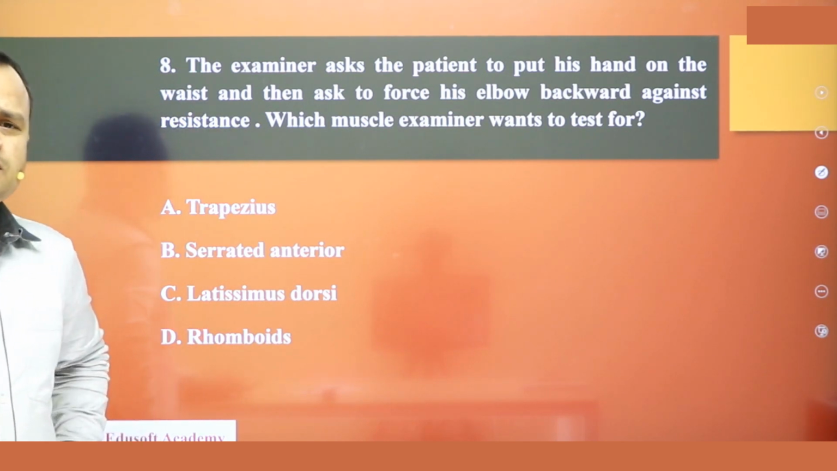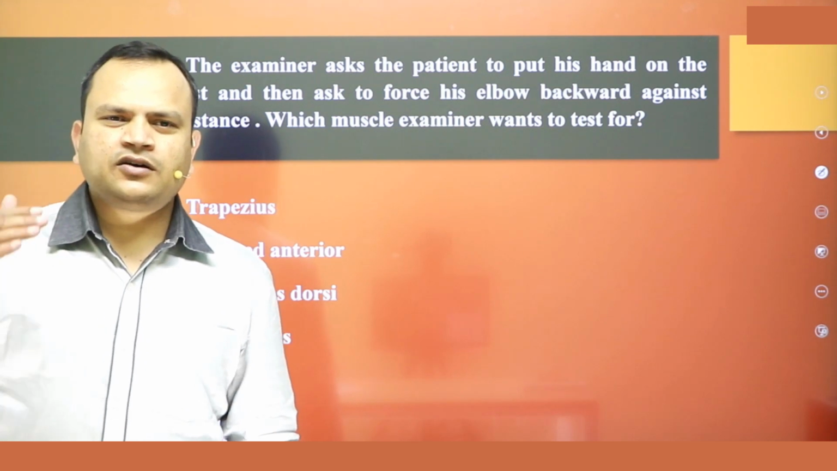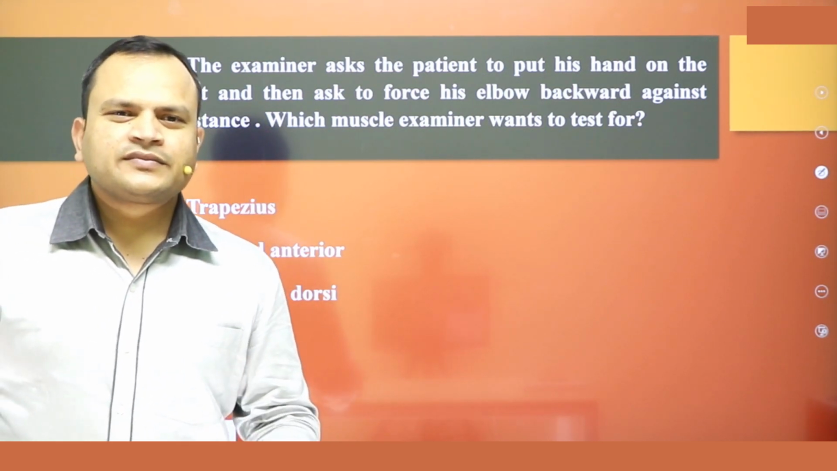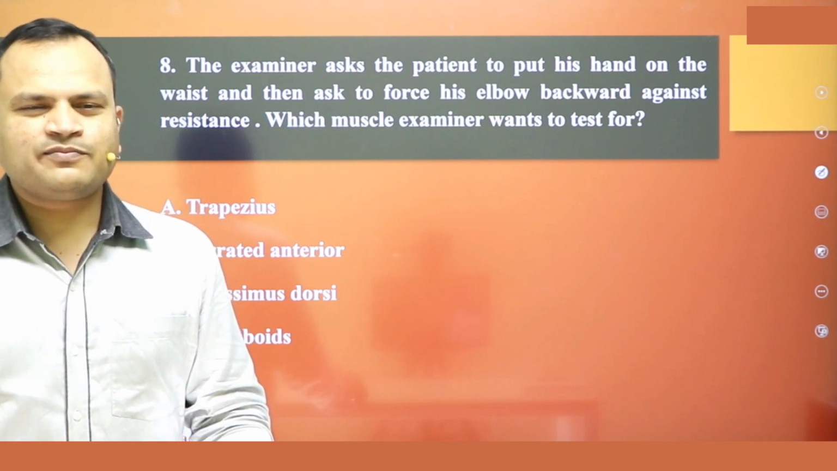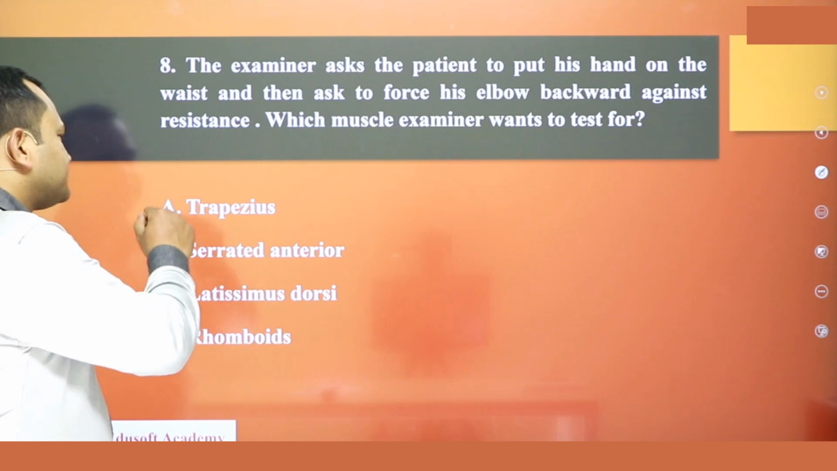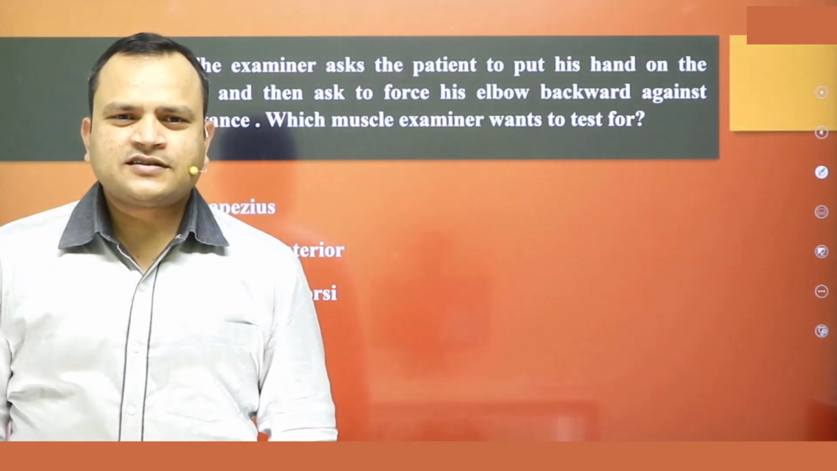The trapezius is usually the shoulder abductor. It arises from the occiput and cervical spine, and is inserted on the clavicle, acromion, and the spine of the scapula. So trapezius is not the answer. The trapezius is associated with just elevating the shoulder.